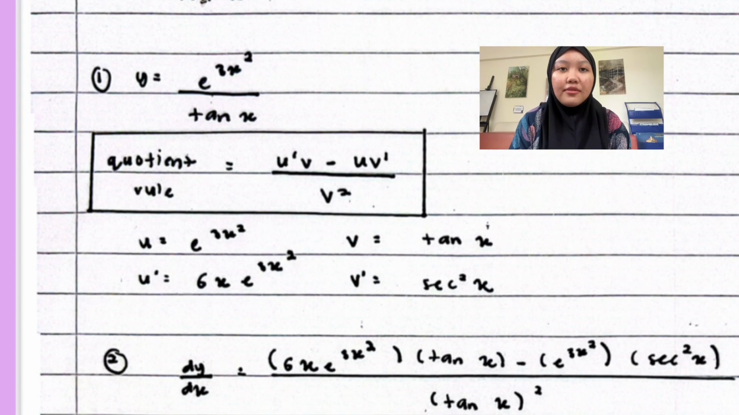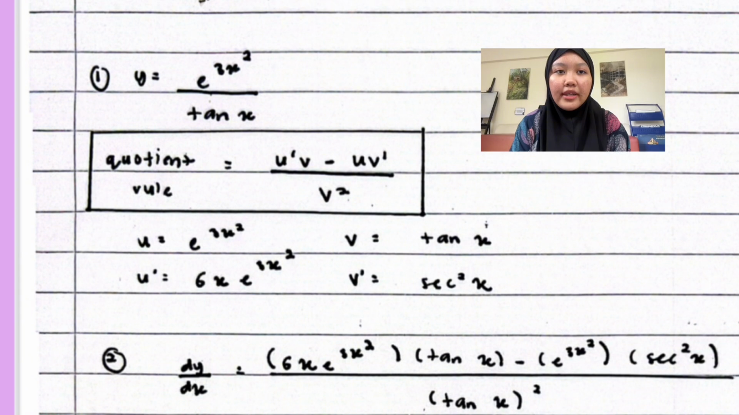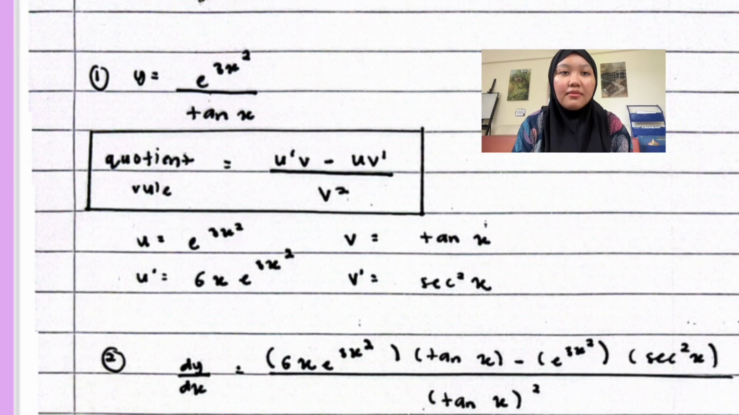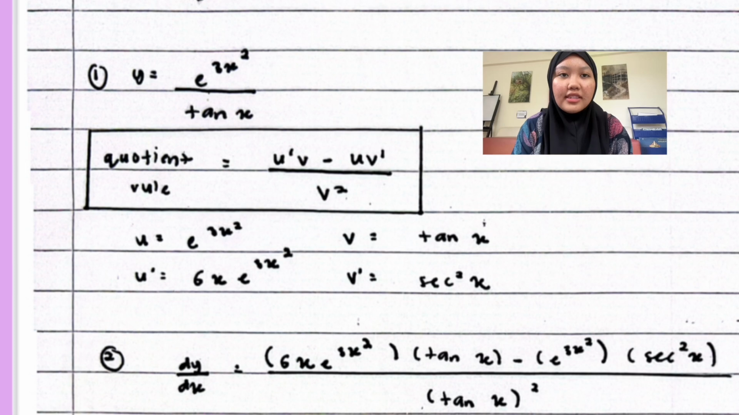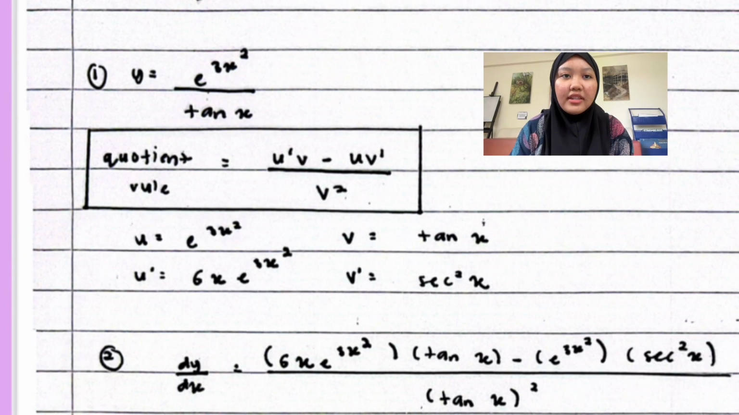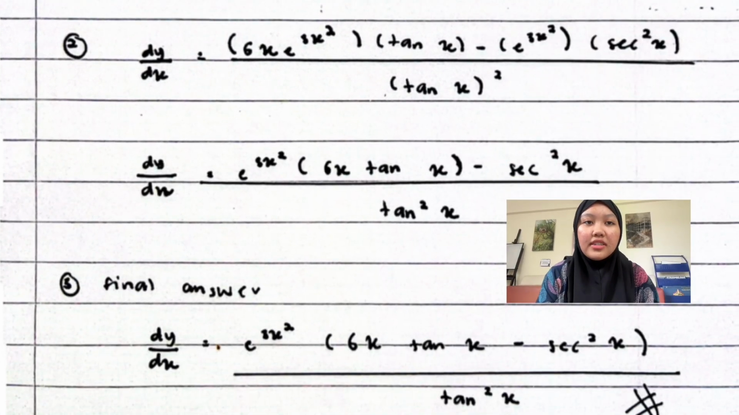Next step, we need to find the derivative u prime. The derivative u prime equals 6x e to the power of 3x squared, since the derivative of 3x squared is 6x. For v prime, the derivative of v prime is 10 sec squared 10x. Next, using the formula of the quotient rule, the result of dy over dx will be 6x e to the power of 3x squared tan 10x minus e to the power of 3x squared 10 sec squared 10x, over tan squared 10x.